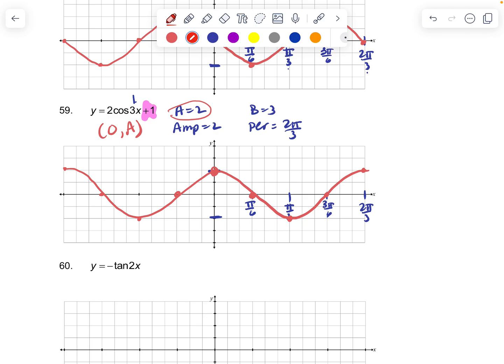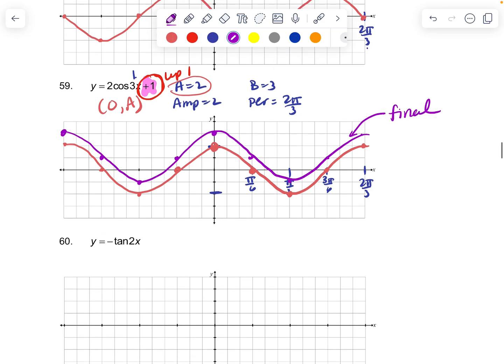But not really my full answer yet, though. I still need to answer this question here. This +1 moves my whole graph up 1. So that means I'm going to take every single point on this pink graph and move it up 1. Let's do it in a purple so it looks a little bit better, okay? So moving everything up 1, up 1, up 1, up 1, up 1, up, up. Okay, and then reconnecting, your graph is going to actually look something like this. Alrighty, so this right here is going to be your final answer.